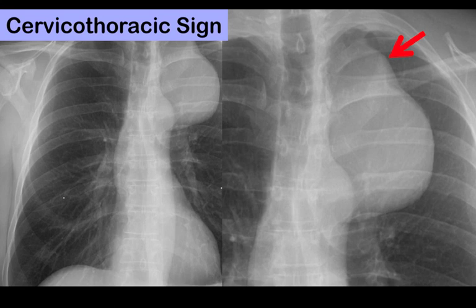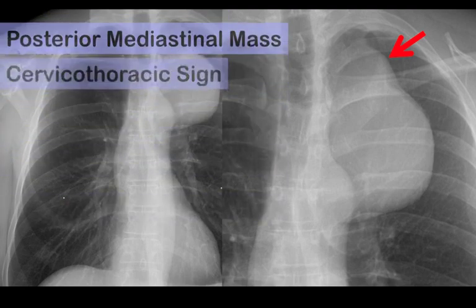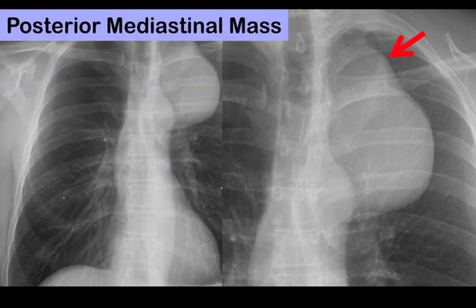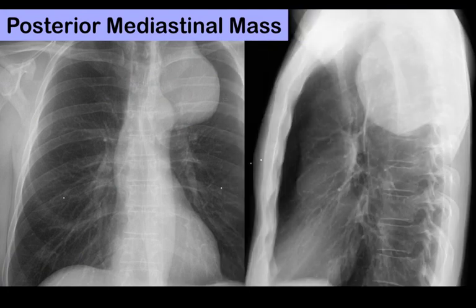So this is most likely either a posterior mediastinal mass or again perhaps a posterior medial pleural space abnormality. Lateral view confirms the posterior location of the lesion.